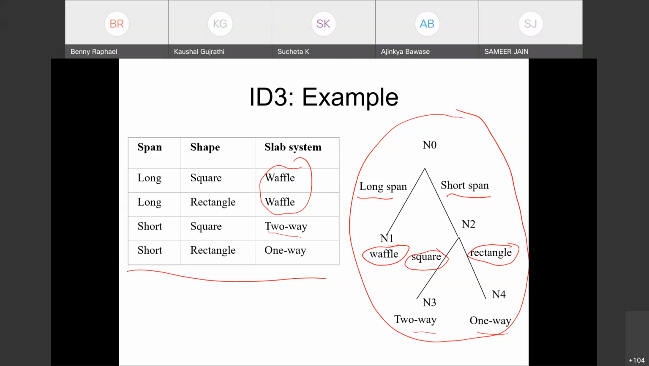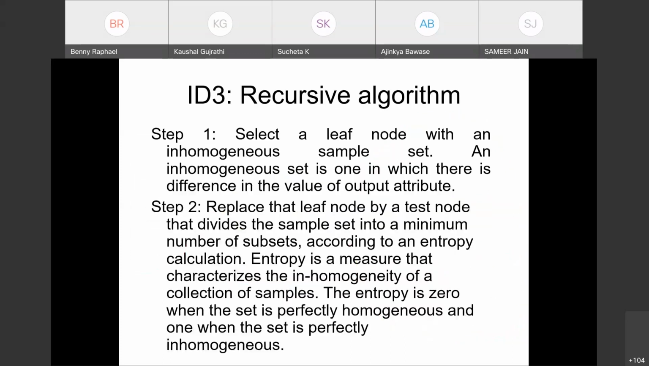If we had taken shape as the variable, we have two options here, square and rectangle. You will see that if it is square, it can be either a waffle or two-way. Rectangle also similarly, you have waffle and one-way. They both are inhomogeneous sets, so it doesn't help much. So we want as homogeneous as possible. So you get maximum reduction in entropy if you select span as the variable. This is how you select the first variable, and using the value of this variable, you divide into subsets. And for each subset, you again repeat the process, find another variable which will further subdivide, and so on.